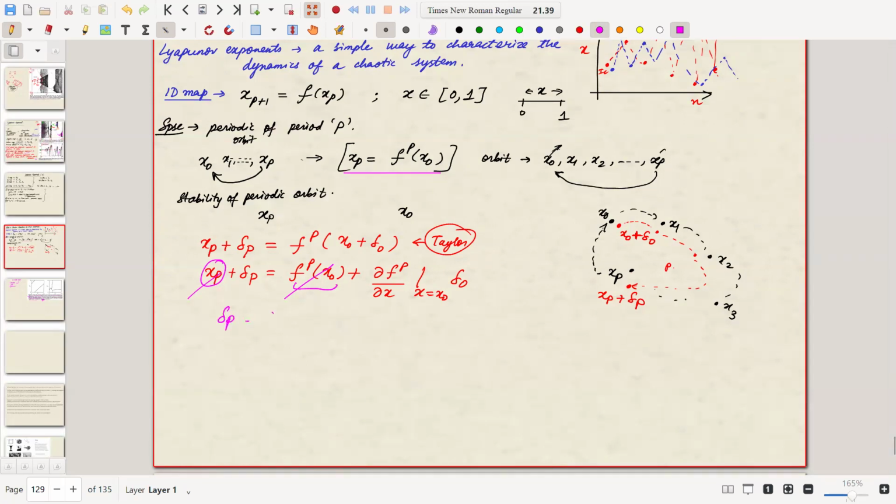Delta p is equal to dou fp by dou x at x equals x naught into delta naught. So you can see that how much perturbation delta p occurred is given in terms of the initial perturbation delta naught. So initial perturbation was delta naught, then how much will the final point get disturbed? That is delta p. Is it clear?